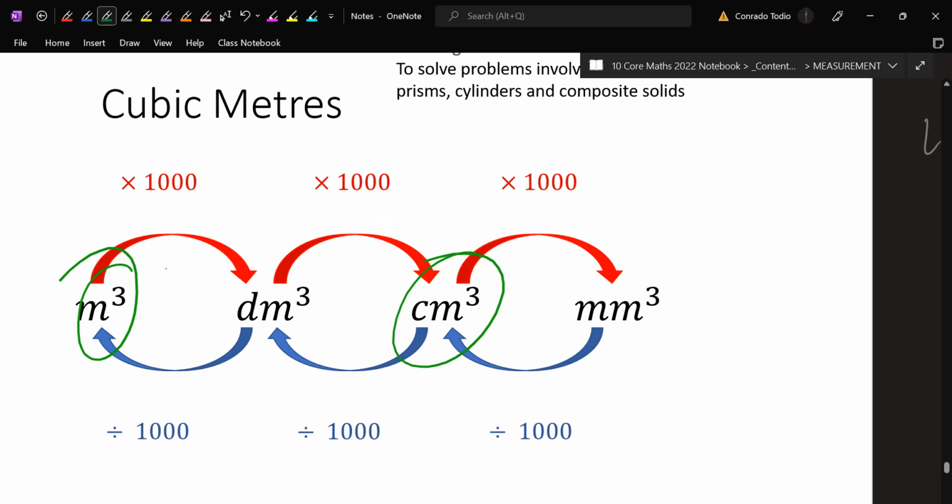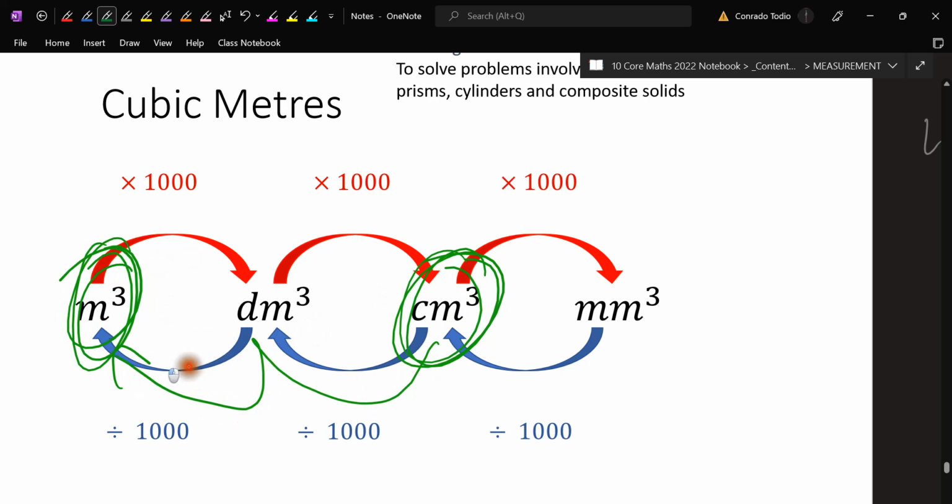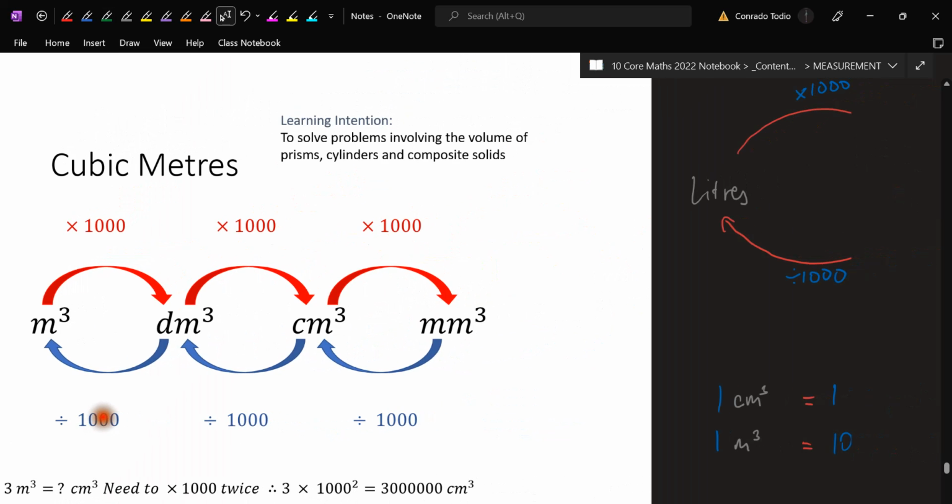Okay, so just be mindful of that. Between meters cubed to centimeters cubed, times by 1,000 twice. And then vice versa, from centimeters cubed to meters cubed, it's divide by 1,000 twice. Okay, so just bear that in mind.